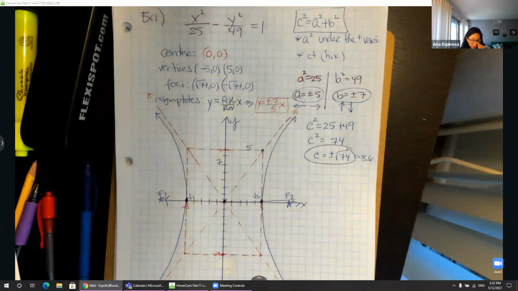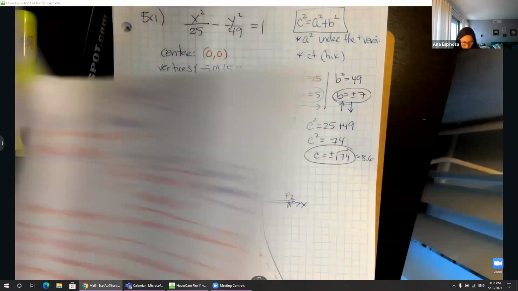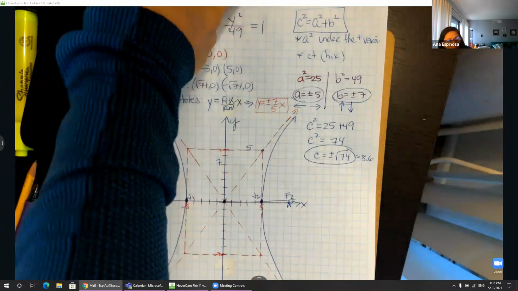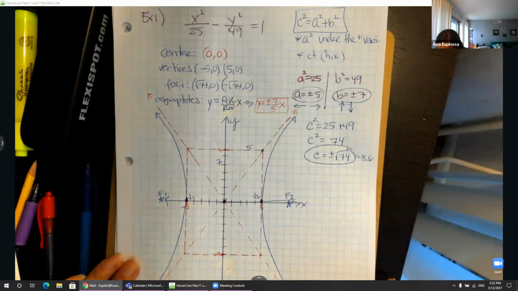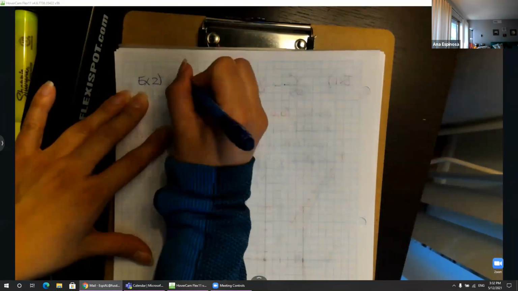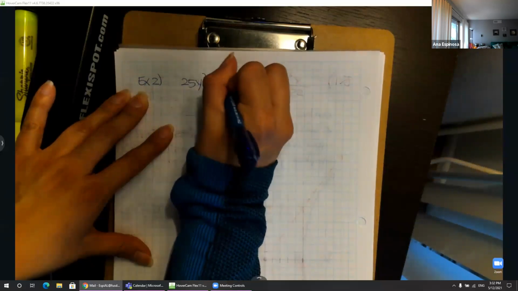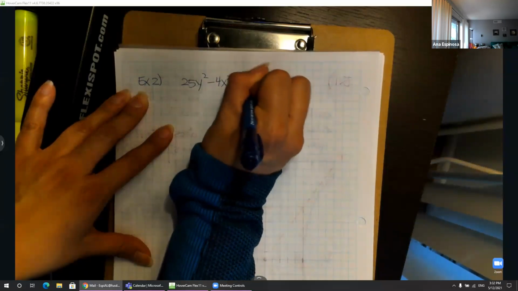I will do one more. You can attempt number 3, and then I'll do 8.3. Okay. All right. Do one more. One more. It's complicated. Okay, example 2 is 25y squared minus 4x squared equals 100.